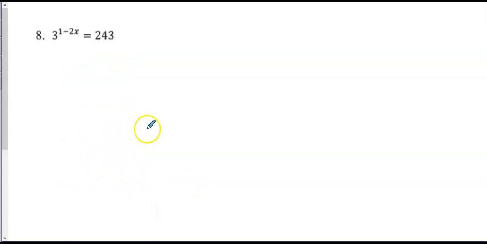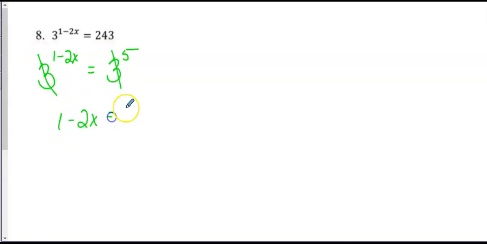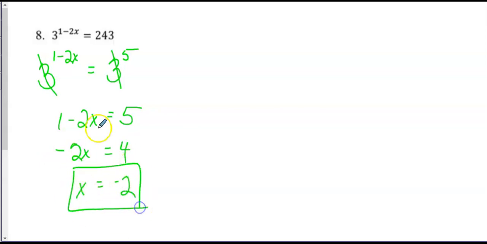Number 8, not sure what 3 to the what power is when I just look at this, but I can go into my calculator and figure out that 3 to the 5th power is 243. So I can rewrite that as 3 to the 5th power. Cancel out the 3's. So I'm going to subtract 1 here. Oops. X equals negative 2. These are really pretty easy once you figure out how to rewrite them with the common bases.